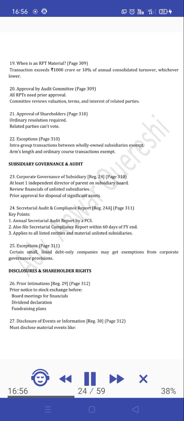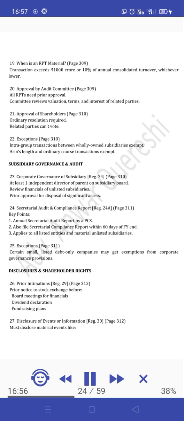24. Secretarial audit and compliance report, Reg. 24A, page 311, key points. 1. Annual secretarial audit report by PCS. 2. Also file secretarial compliance report within 60 days of FY end. 3. Applies to all listed entities and material unlisted subsidiaries. 25. Exceptions, page 311. Certain small, listed debt-only companies may get exemptions from corporate governance provisions.